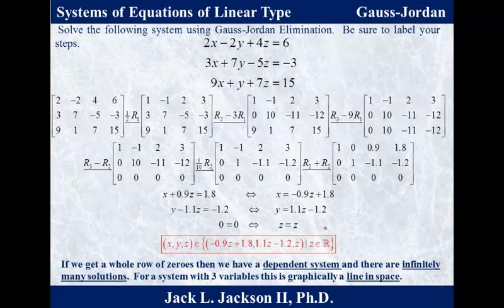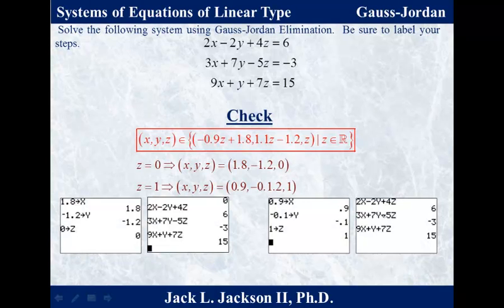This is what we call a dependent system, and there are infinitely many solutions. Graphically, this is a line in three-dimensional space. Now, how do you go about checking one like this? Well, when you have one row of zeros, we should have a line, and so if we just get 2 points to check, it should check.